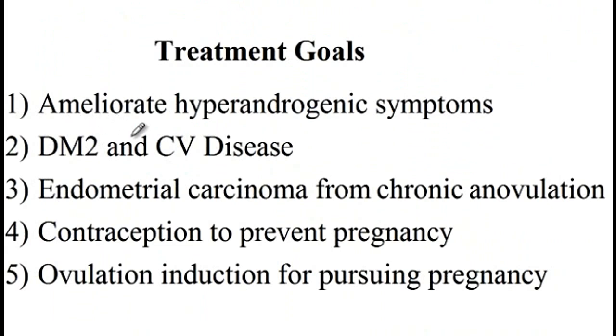So your treatment goal is to ameliorate the hyperandrogenic symptoms, the diabetes mellitus type 2 and the cardiovascular side effects, and inhibit the endometrial carcinoma from chronic anovulation as well as the excess estrogen. These patients do not ovulate and thus require ovulation induction to be able to become pregnant. But at the same time, it's not 100% that they do not ovulate. They may ovulate at certain times that they don't want it, so it can cause unwanted pregnancy as well. So you may need to provide contraception in those who do not want to become pregnant.